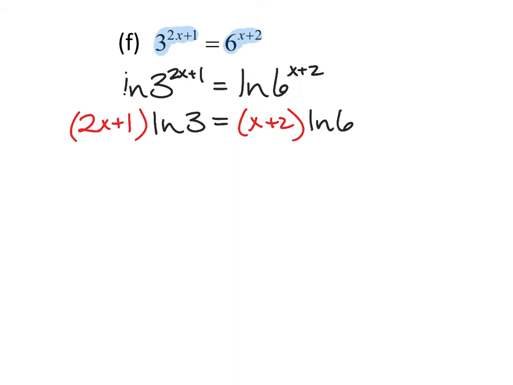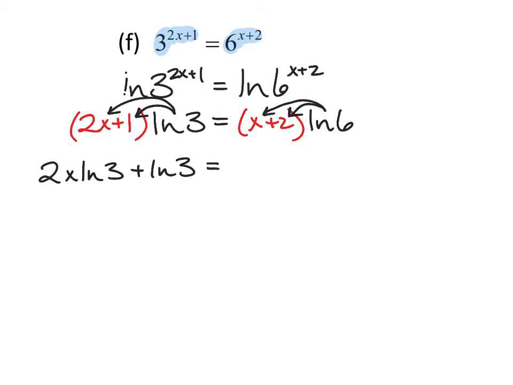Both sides have parentheses, and if you're solving linear equations, when you have parentheses with a number in front of it, you multiply using distribution. So we're going to do that. We'd end up with 2x times the natural log of 3 plus the natural log of 3 equal to x times the natural log of 6 plus 2 times the natural log of 6. I just multiplied by those scalars, by those coefficients. There just happen to be natural log of 3 and natural log of 6.